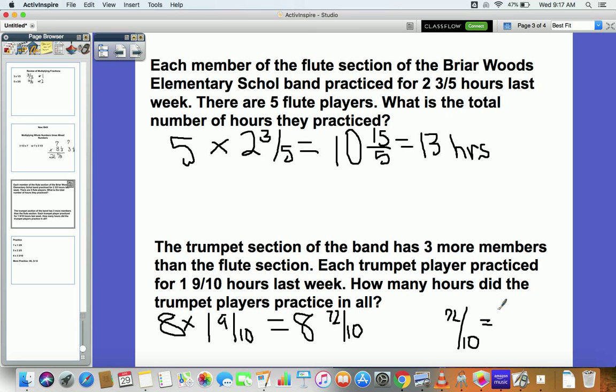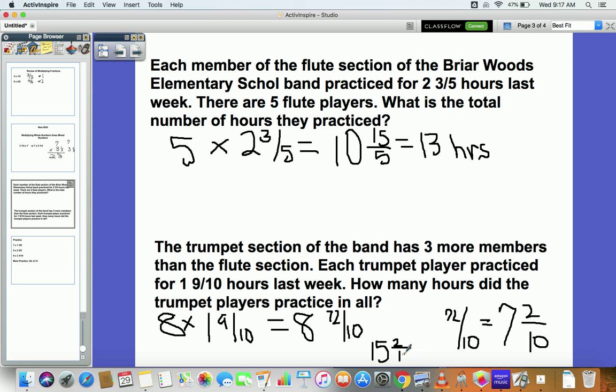And then how many more tenths would I have? If I used 70, I have 2 tenths left. So that would be equal to 7 2 tenths. So this part is equal to 7 2 tenths. This is equal to 8. So 8 plus 7 2 tenths would be 15 2 tenths.